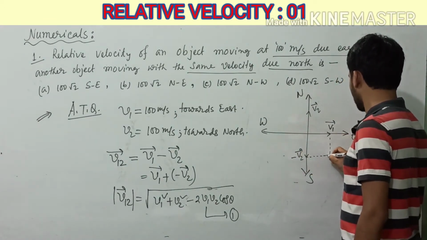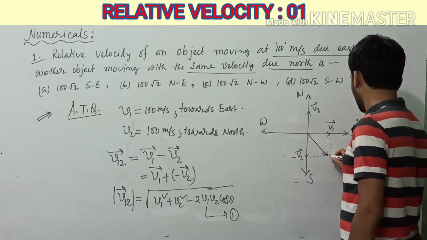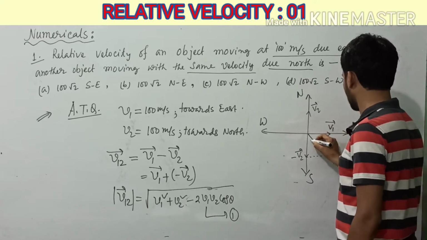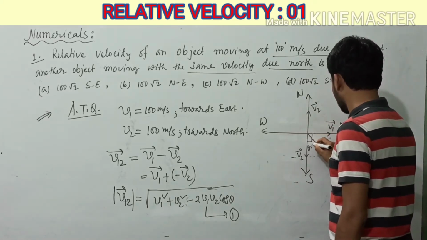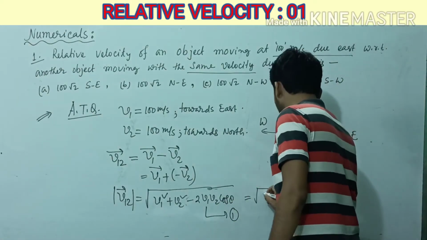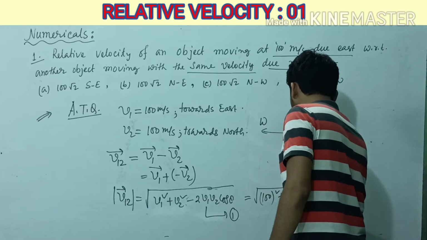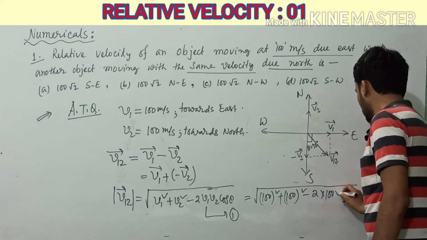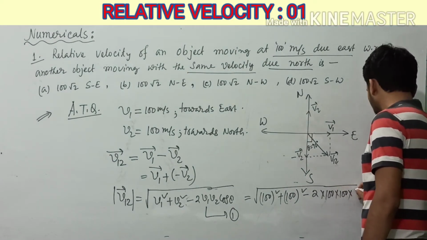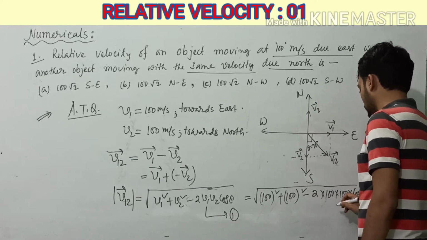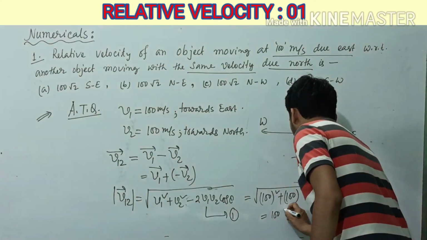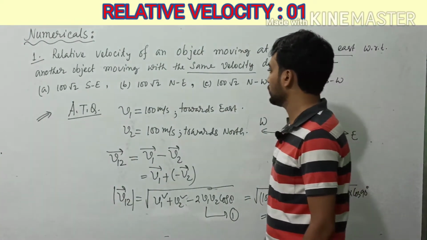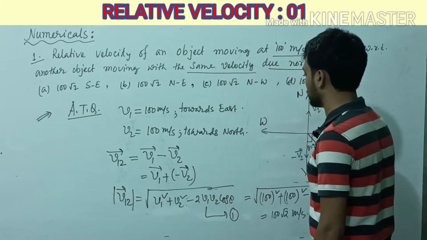and this is the rectangle. This one is the V12 vector, the relative velocity of the first object with respect to the second object, and this angle theta is equal to 90 degrees. So we are getting 100 square plus 100 square minus 2 into 100 into 100 into cos 90. So this is equal to 100√2 meter per second. So we have got the magnitude of the relative velocity of the first object with respect to the second object.